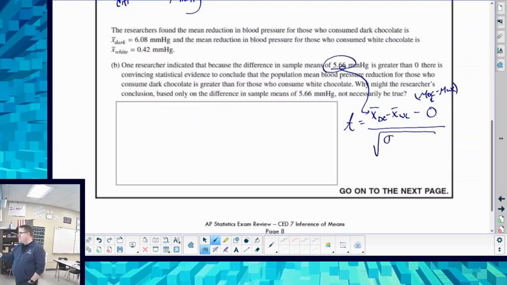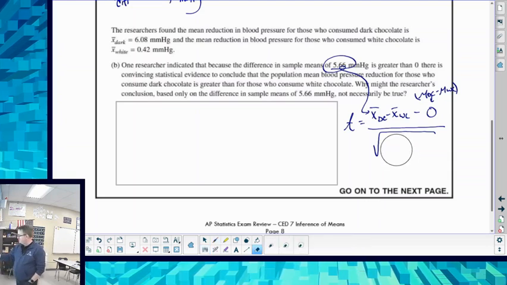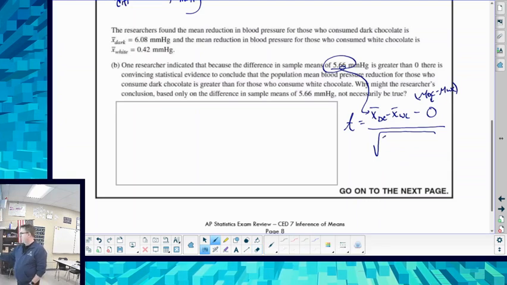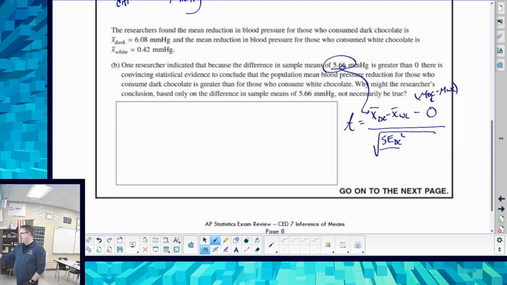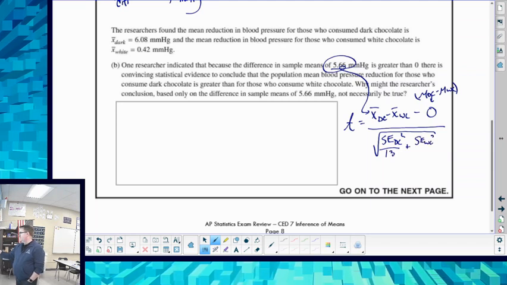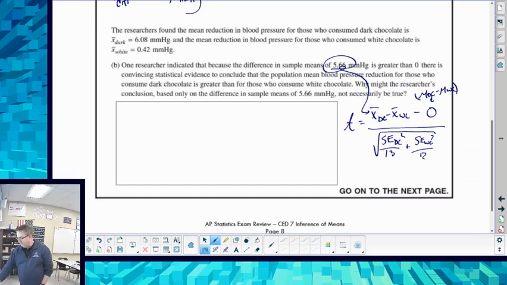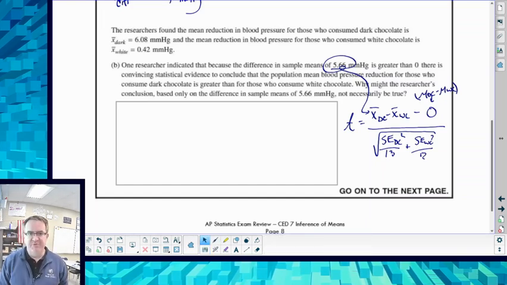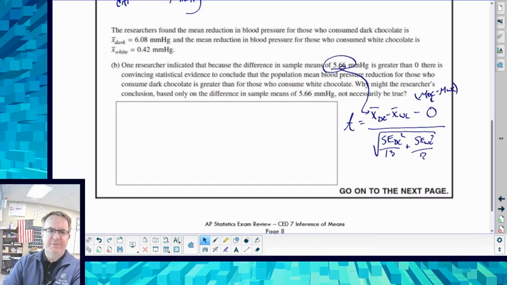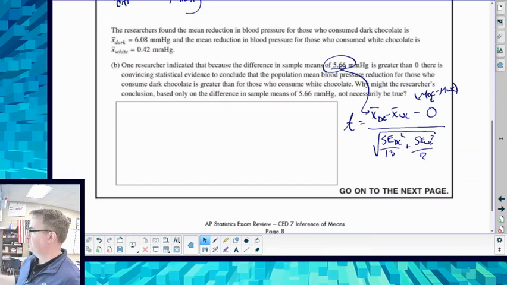And so we do need the standard error, the standard error of dark chocolate squared divided by 13, plus the standard error of white chocolate squared divided by 12. And that's the point where this researcher fell through, which is also part of the reason why knowing statistics is important.